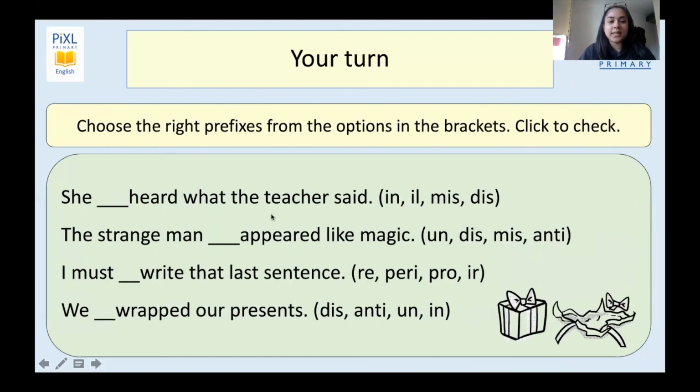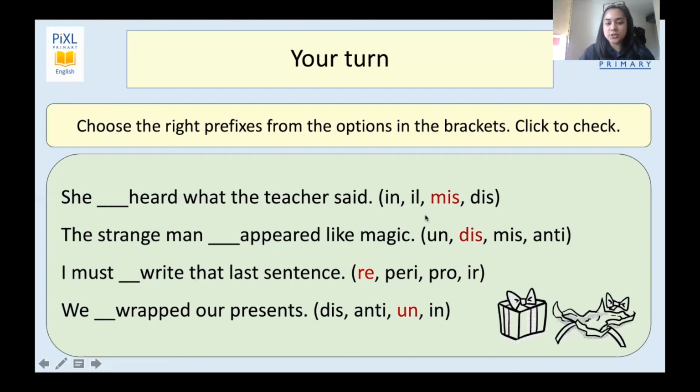Brilliant. Now I'd like you to have a go at choosing one of the prefixes that are in the brackets at the end of each sentence. So here we've got, she heard what the teacher said. I'd like you to choose which one of the four prefixes in the brackets would be put on this blank space there. Pause the screen, have a go for the rest of the questions too, and I will show you the answers when you are done.